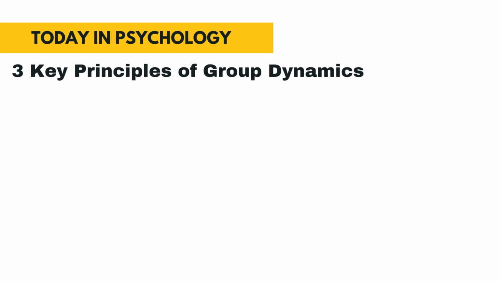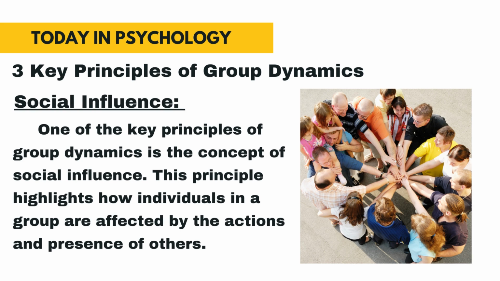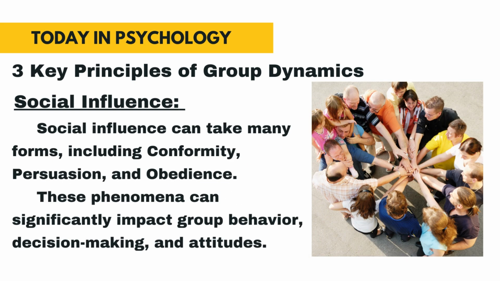3 key principles of group dynamics. Social influence. One of the key principles of group dynamics is the concept of social influence. This principle highlights how individuals in a group are affected by the actions and presence of others. Social influence can take many forms, including conformity, persuasion, and obedience. These phenomena can significantly impact group behavior, decision-making, and attitudes.